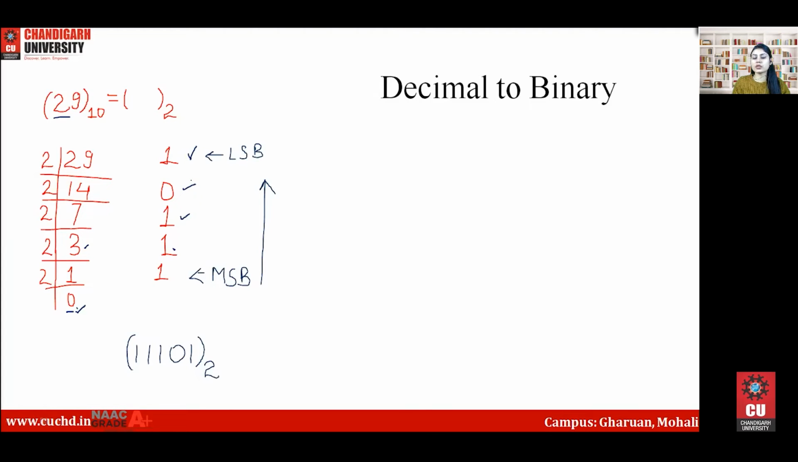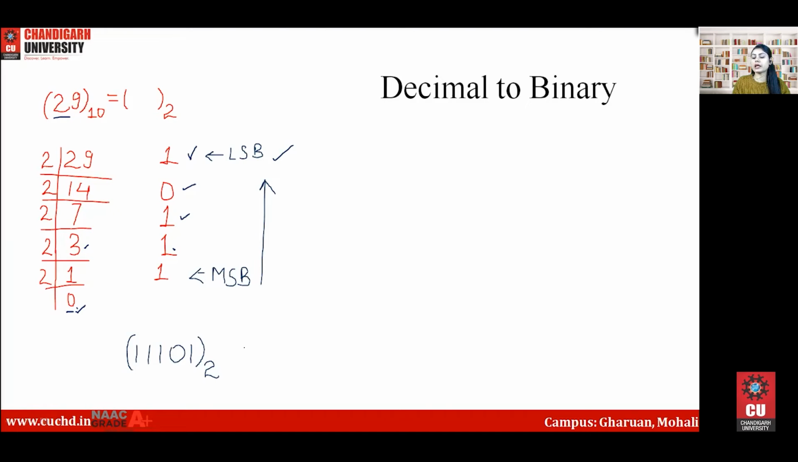Now what I have told you, the second step, is that the last remainder will be labeled as the most significant bit and the first remainder will be labeled as the least significant bit, right? So now how am I going to write it? Starting from the most significant bit to the LSB: 1, 1, 1, 0, with base 2, and we have converted it into binary. So this is the simplest way to convert a decimal into a binary base.